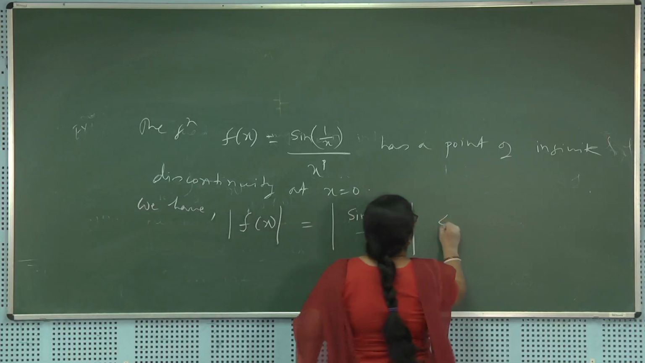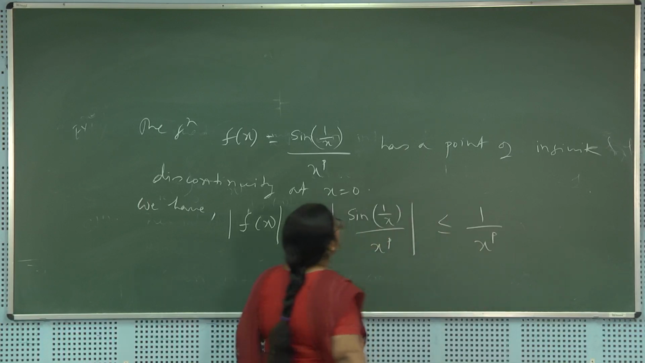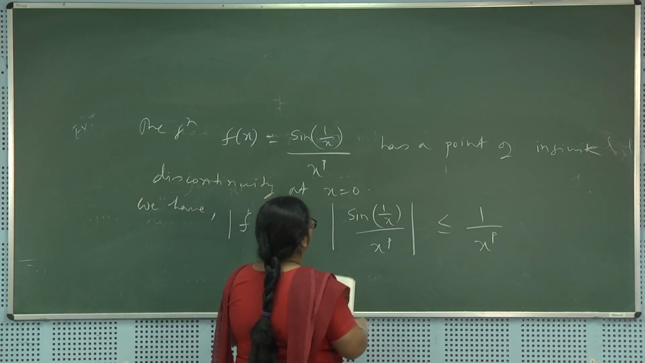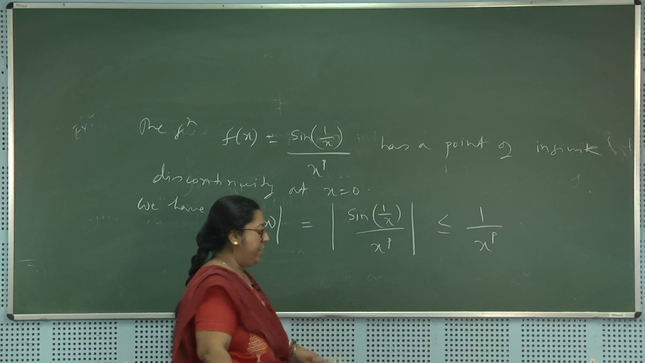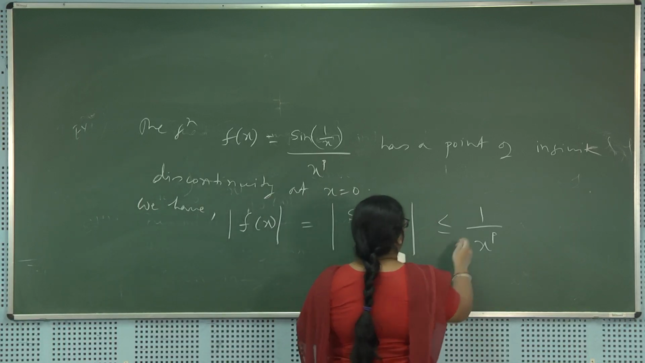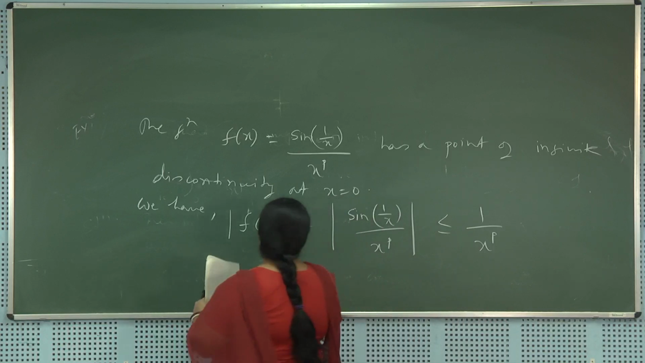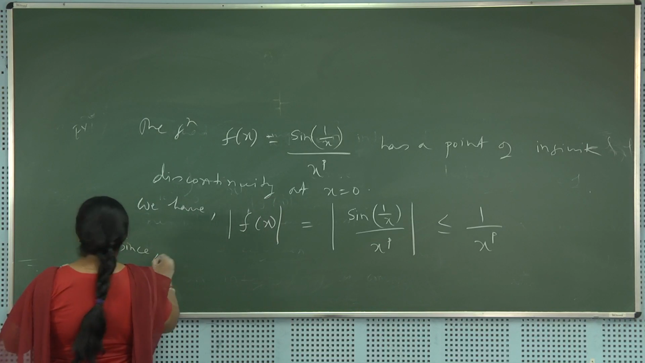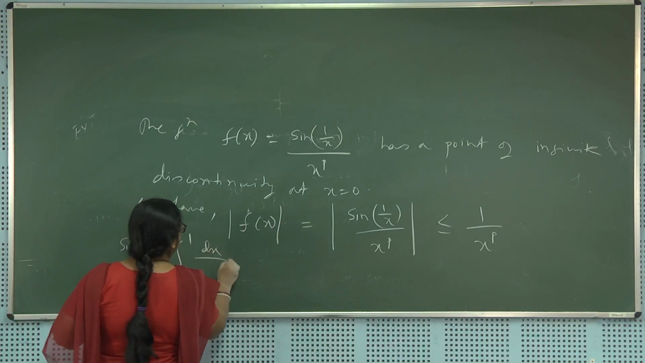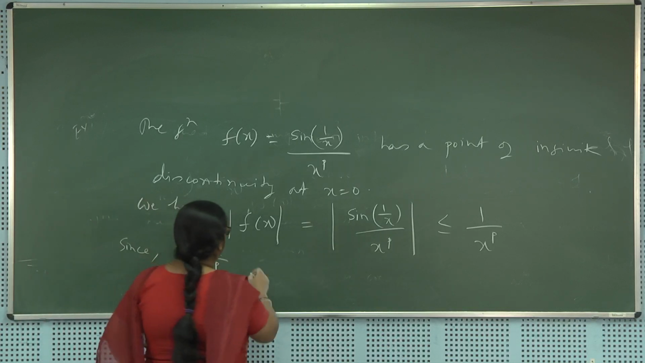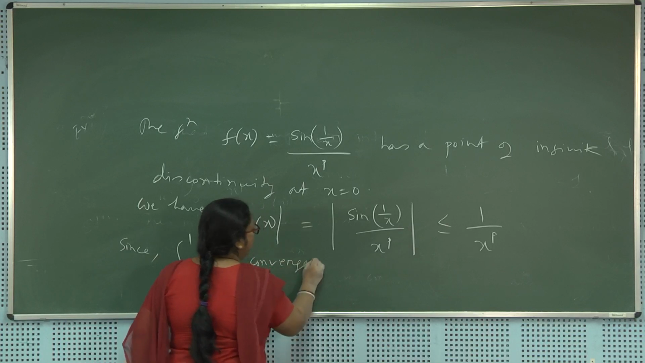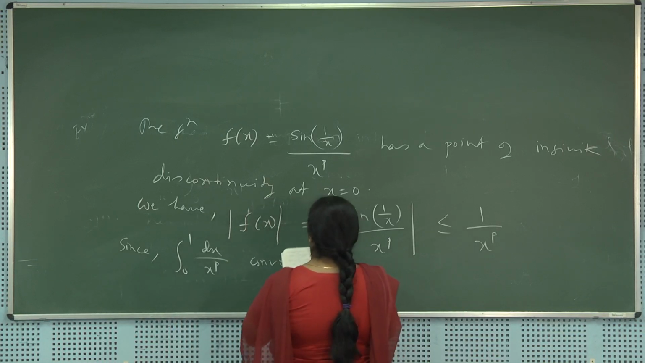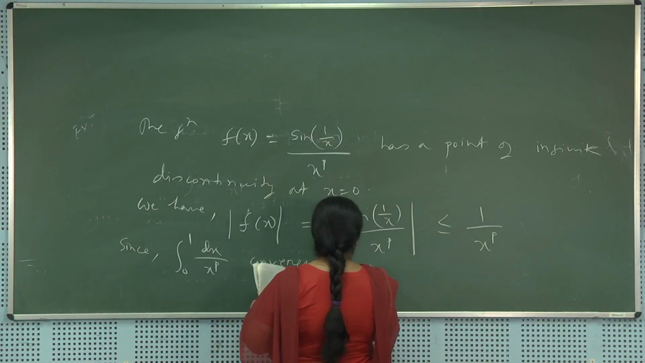which is less than or equal to 1 upon x to the power p, because x is within the range 0 to 1. We know mod of sin x is less than or equal to 1. So this will become 1 upon x to the power p, but we know that this integral will converge for p less than 1, since integral 0 to 1 dx upon x to the power p converges. Remember, we have done the p theorem for the second kind also, and 0 is the point of discontinuity at the lower limit. So this integral converges for p less than 1.